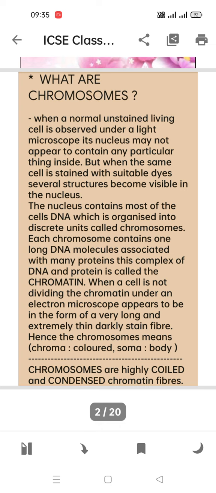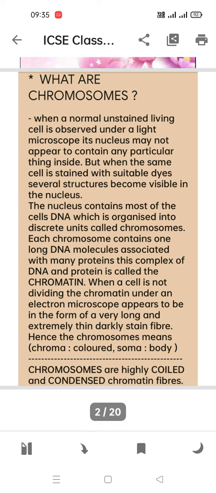Now, the nucleus contains most of the cell's DNA, which is organized into discrete units called chromosomes. Now, what are chromosomes? Here I'm telling you in a very good manner: chromosomes are nothing but the condensed form of chromatin fibers.